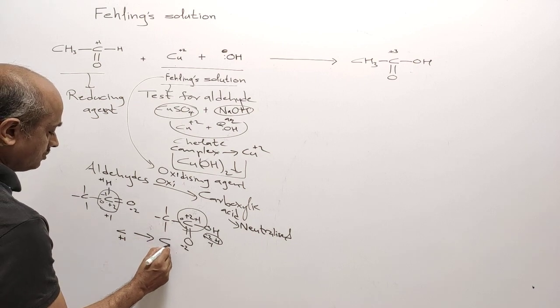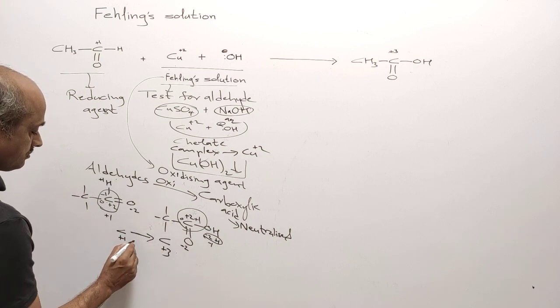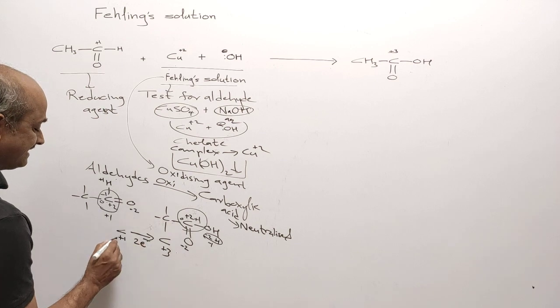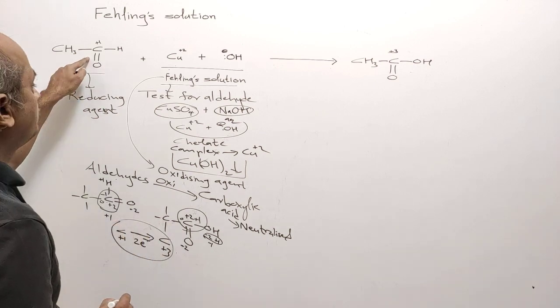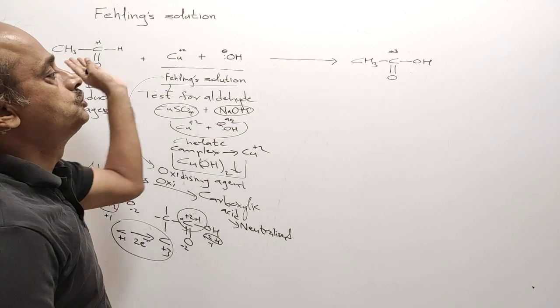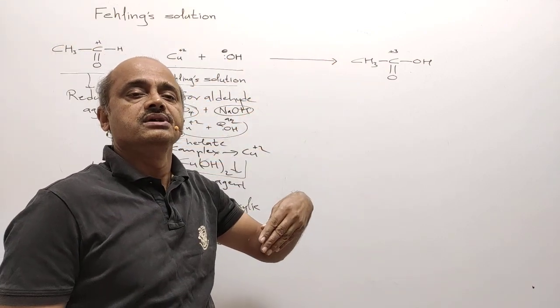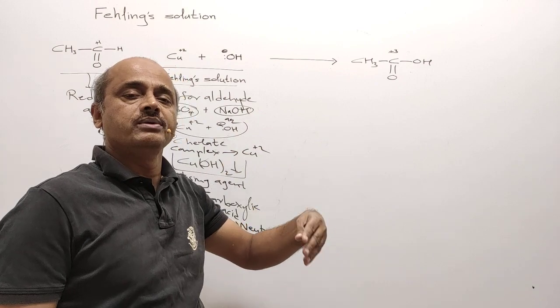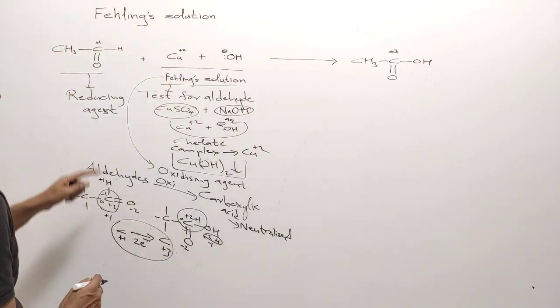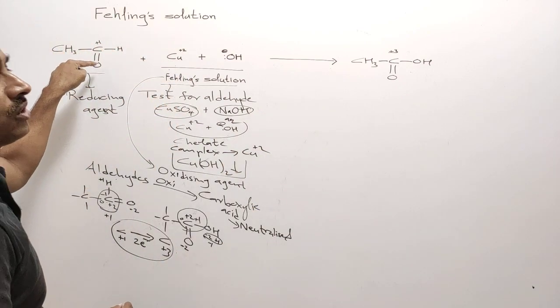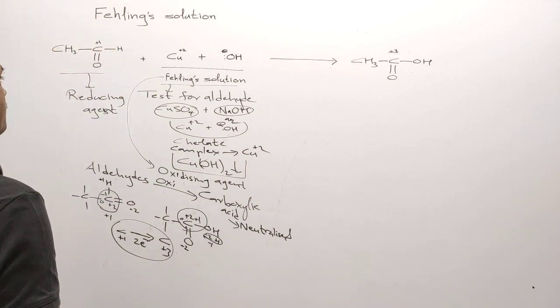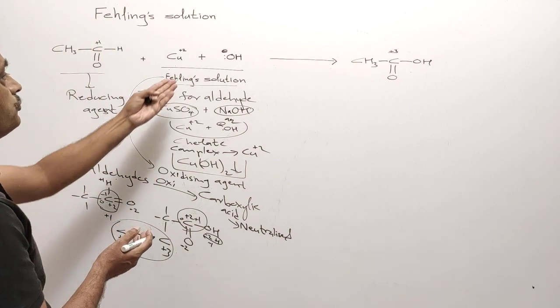If +1 changes to +3, it means 2 electrons are released, made available. 1 mole will make available 2 moles of electrons. Since +1 changes to +3, if it gives 1 more electron it is +2, 1 more electron it is +3, so 2 moles of electrons are made available by 1 mole of aldehyde, and they will in turn reduce Fehling solution.